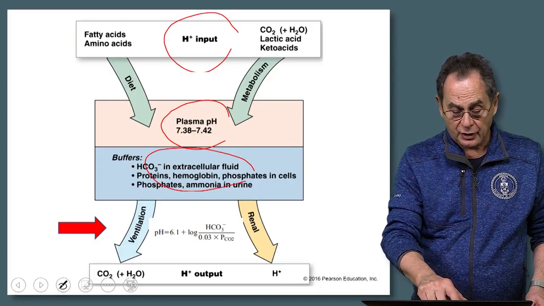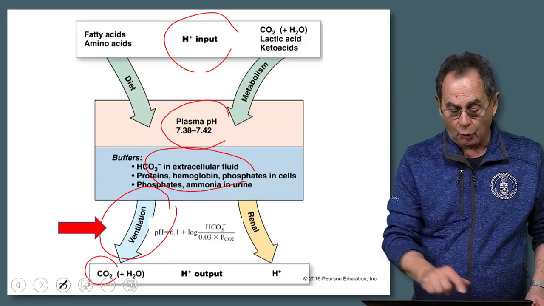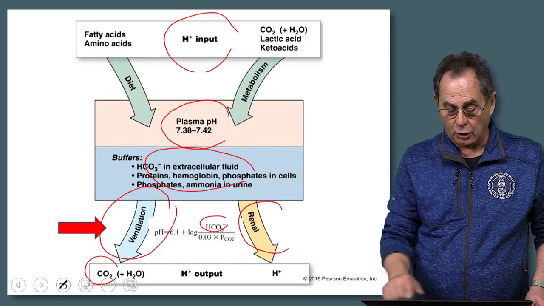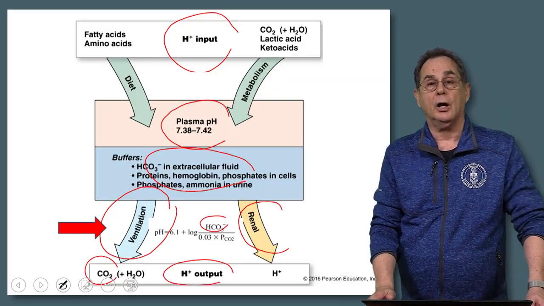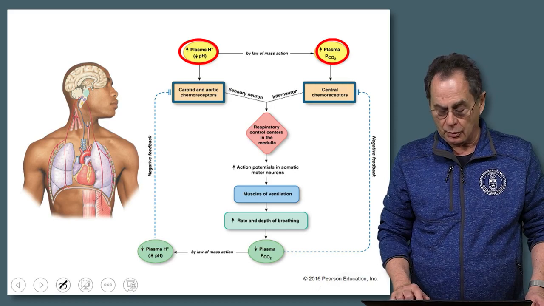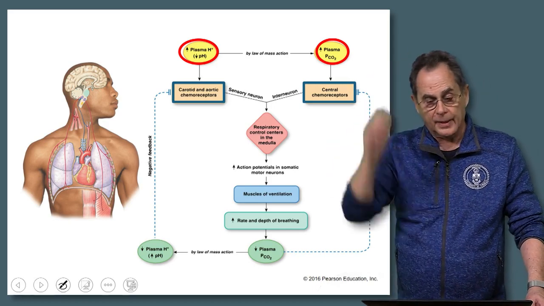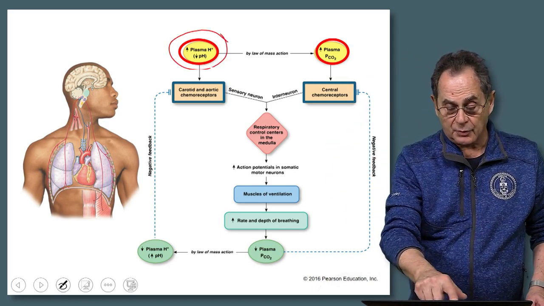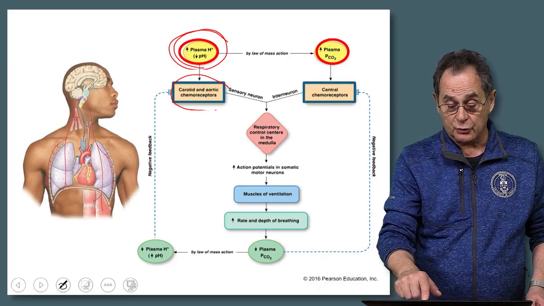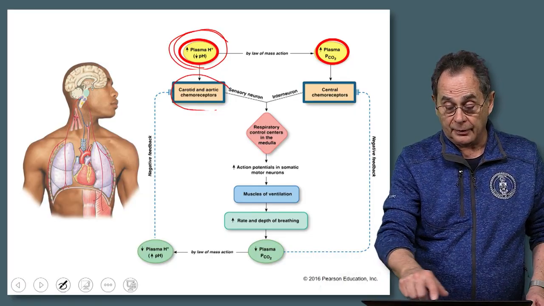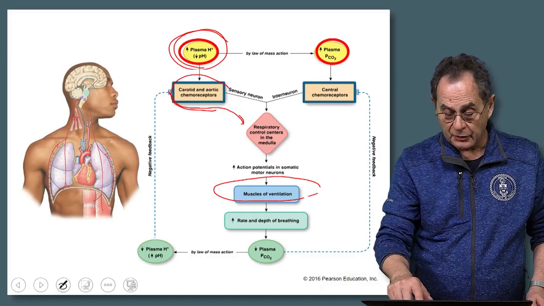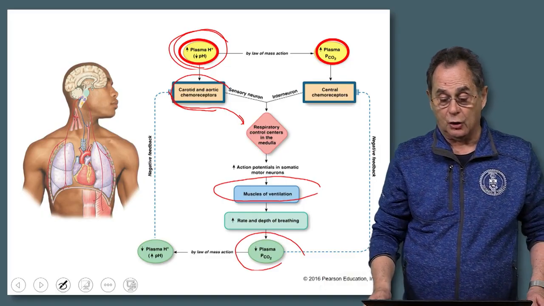We have buffers. The ventilation can serve to blow off the CO2, and the kidney can serve to make bicarbonate and cause hydrogen ion output to serve acid-base balance. So if indeed the plasma hydrogen ion increases, there are carotid and aortic body chemoreceptors that can sense that, go to the respiratory system, drive the muscles of ventilation, and lower PCO2.